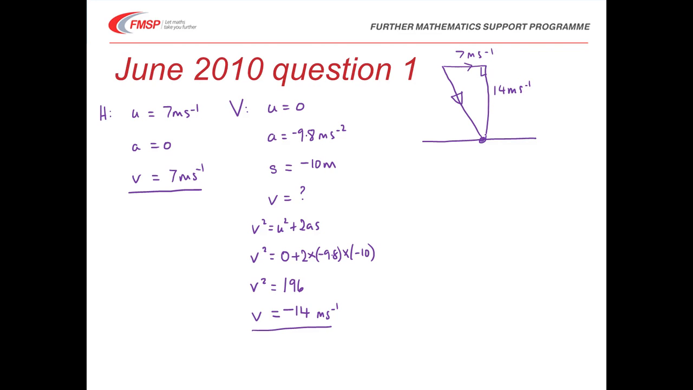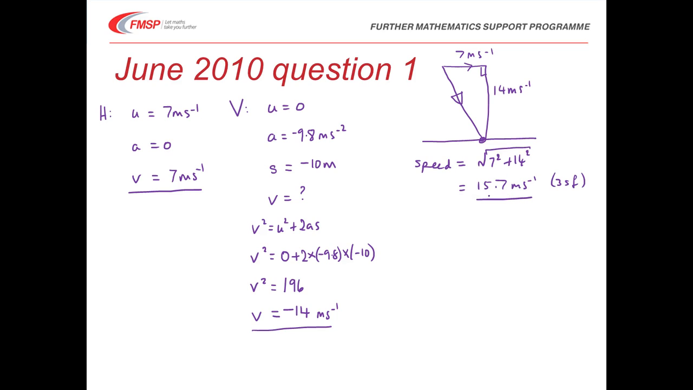And we want to find the speed. Well, as it's a right-angled triangle, we can use Pythagoras. It's simply the square root of 7 squared plus 14 squared. And I calculate that to be 15.7 meters per second to 3 significant figures.